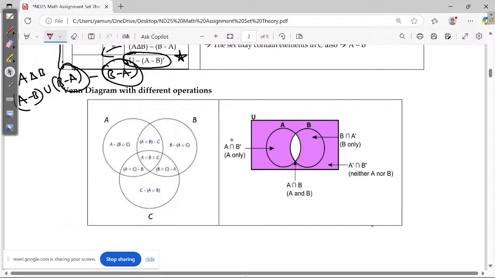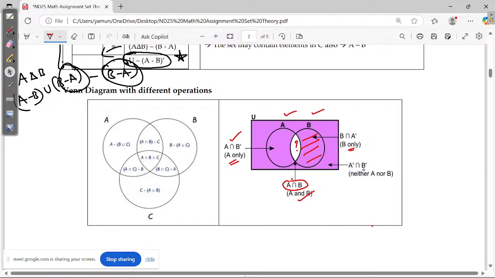We go to the second one. This is only A because only A and B are present. So this can be called only A. So A only is present. B only is present, which means this area. Okay. This common region is A intersection B, which you call A and B. See, in this diagram, we are focusing on bodies.